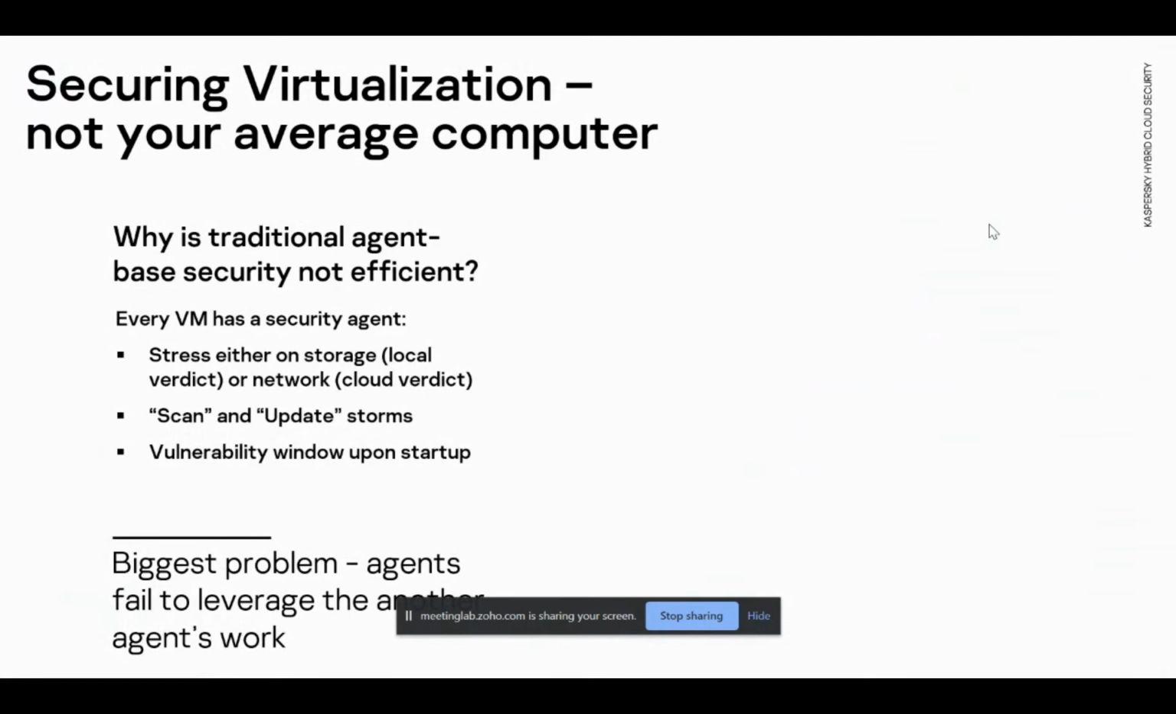So in such scenarios, if you use the traditional agent-based security, every agent puts some stress either on storage or the network. Every agent updates and scans whenever they deem appropriate, usually at the same time, for example 9 a.m. or 1 p.m. lunch time, and it can basically generate scan and update storms. So if all your virtualized devices are scanning or updating at the same time, it can generate a scan and update storm. And every agent is on its own.